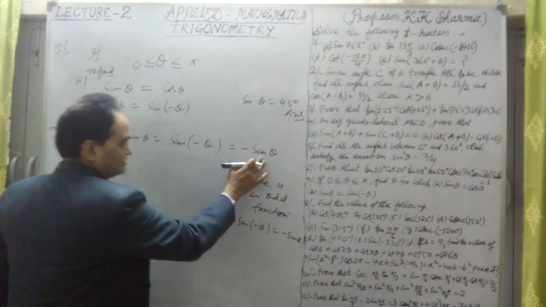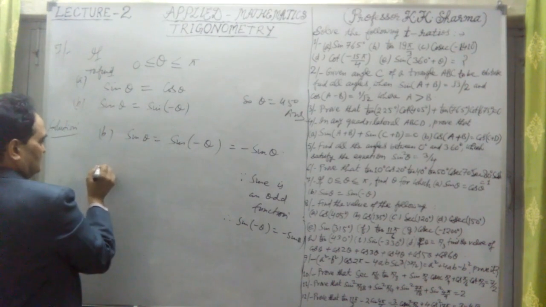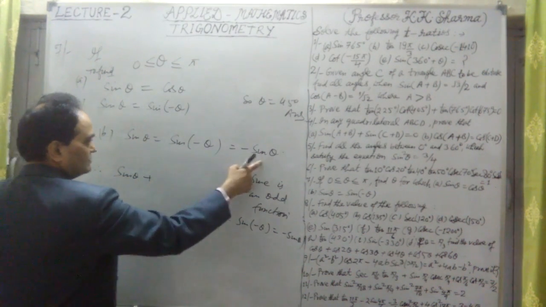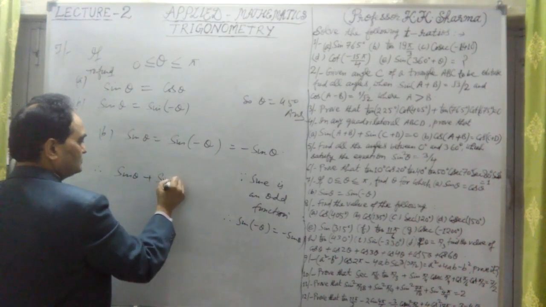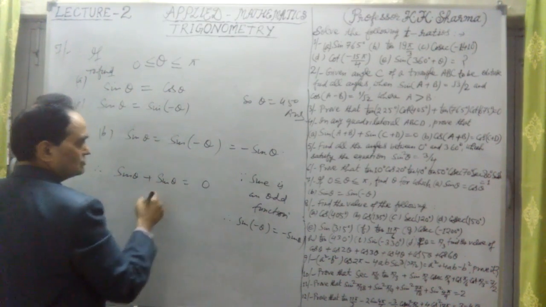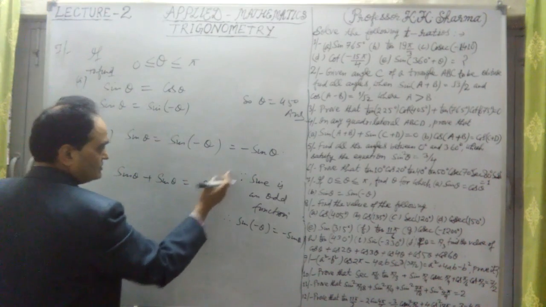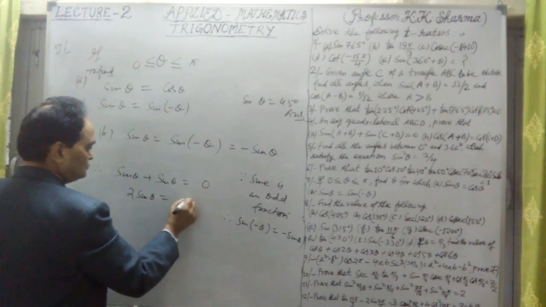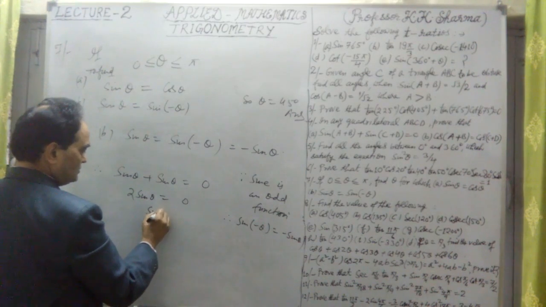Now take the minus sine theta to this side. Taking this minus sine theta to this side, it becomes positive here. Sine theta plus sine theta is 2 sine theta, and the right-hand side is 0. So 2 sine theta equals 0, or sine theta equals 0.